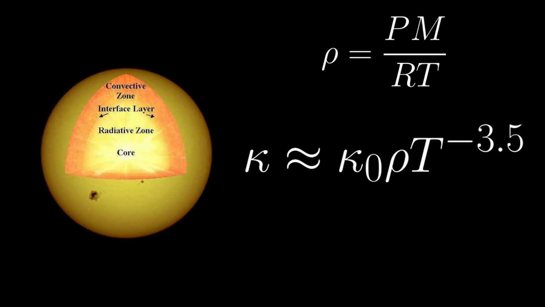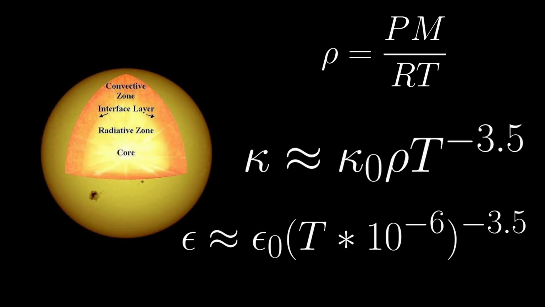Now, we need to have equations of state for our density, opacity, and energy generation rate. These values are going to be dependent on our pressure, temperature, and composition of the Sun. We use a version of the ideal gas law for density, Kramers' law to approximate opacity, and a similar power law approximation for the energy generation rate. Let's now talk about the code.